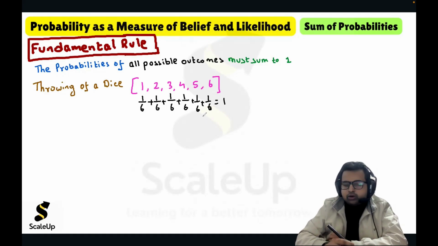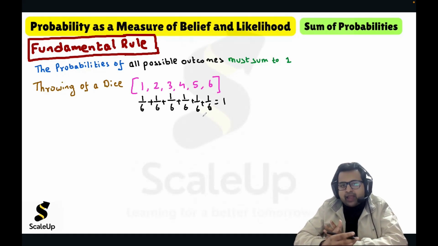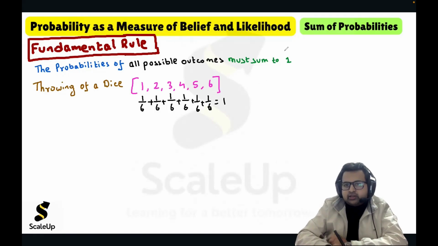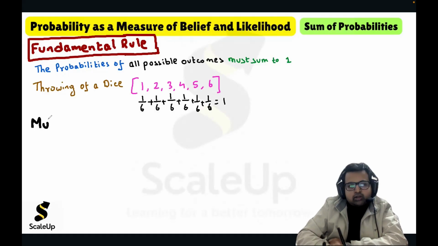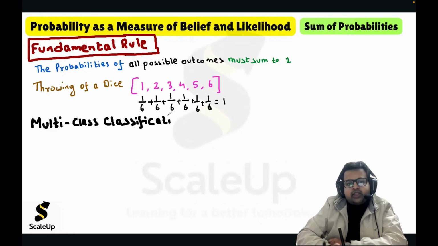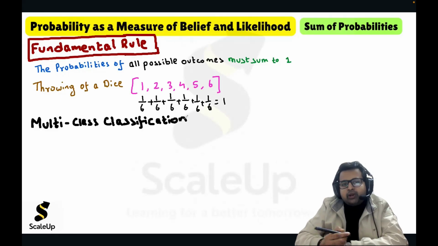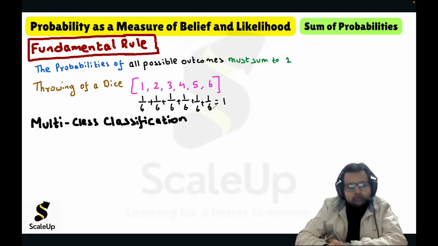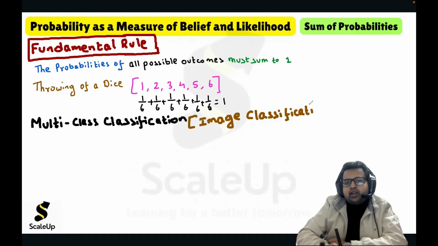Now this rule is very handy when it comes to machine learning. For example, let us suppose you are making a multi-class classification model. In multi-class classification, we can associate multiple classes to an input. And if I talk about image classification, this multi-class classification will classify images. Now one very interesting thing I'll share with you.